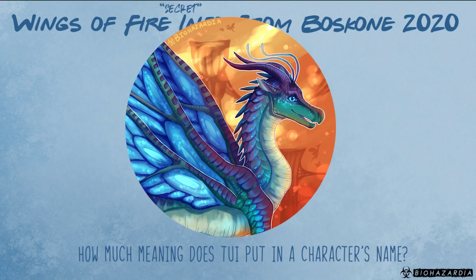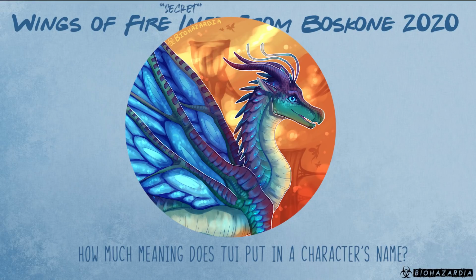How much meaning do you put in a character's name, especially the protagonist? TUI said that there's a lot of meaning in the characters' names, and it is quite difficult to write a book without knowing the protagonist's name. Blue was one of the names she decided on later, and she changed it multiple times throughout the writing process. She does have a spreadsheet list of names for each tribe, and she tries to pick names that fit the character.